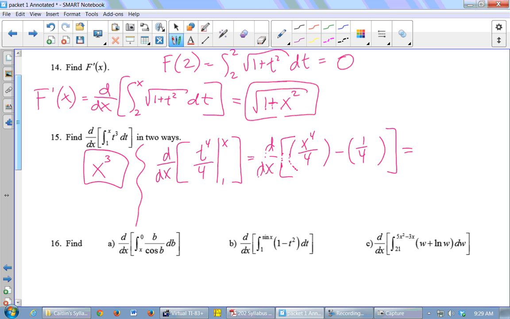So now I'm going to take the derivative of this thing, d dx of x to the 4th over 4 minus a 4th. So what's the derivative of x to the 4th over 4? X to the 3rd, yeah. Bring the 4 down, it's going to cancel with the 4 in the denominator, and you get x cubed. What's d dx of 1/4? 0. X cubed. That makes sense? Okay.